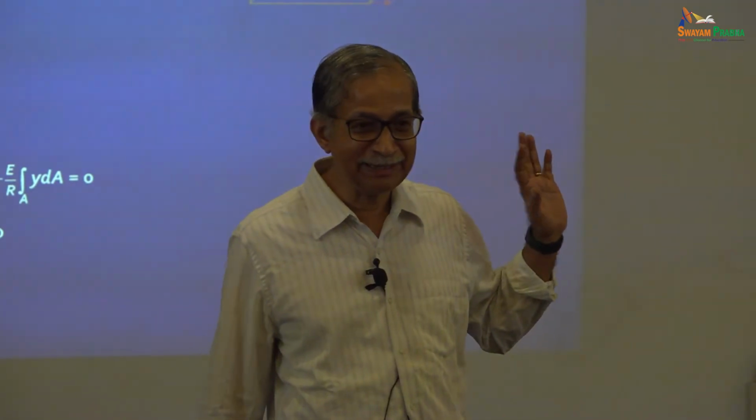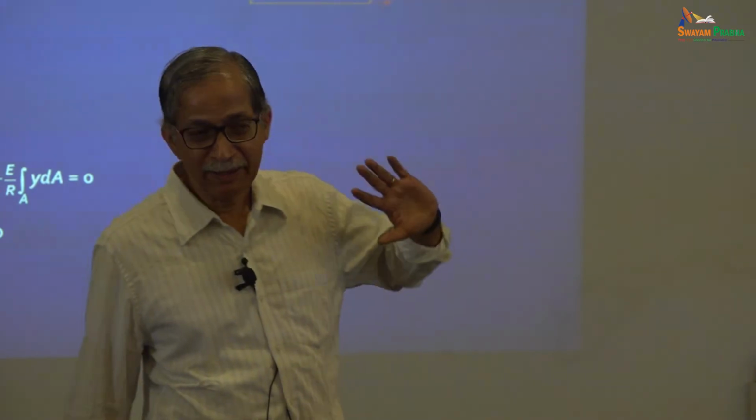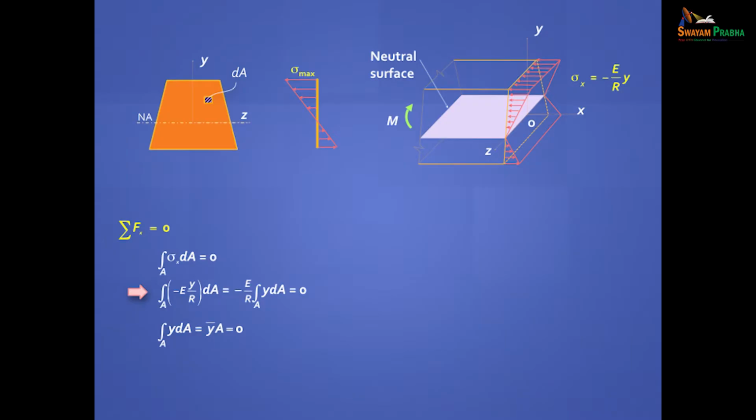So a lot of embedded assumptions are there in this simple bending theory. You're assuming the material to be homogeneous, elastic with the same elastic constant. But if it is not, then also you can work out accurately. You should know how to do it.